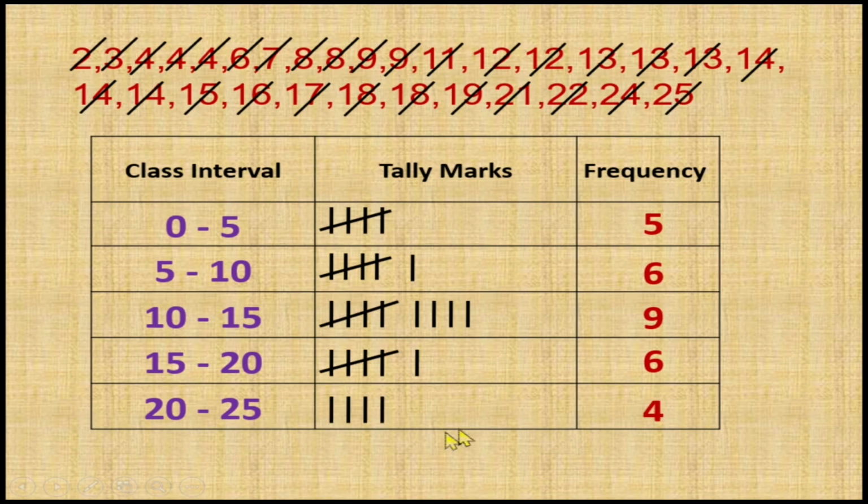So, how many are there? 4. The total is how much? 30. In this way, you will be preparing the frequency distribution table by using tally marks. Okay, children, I hope you have understood how to do it.